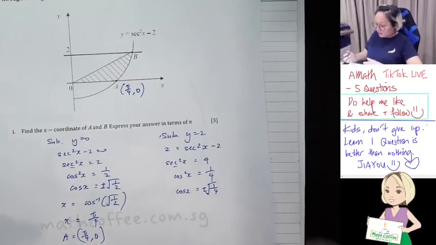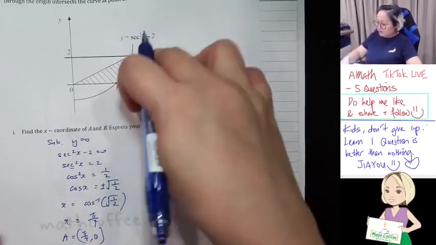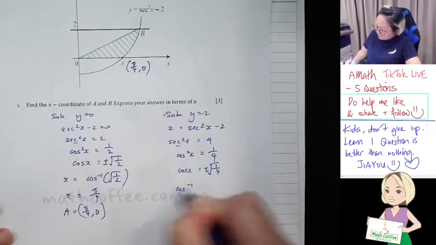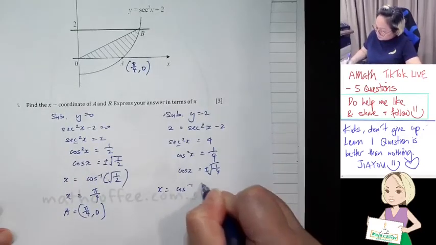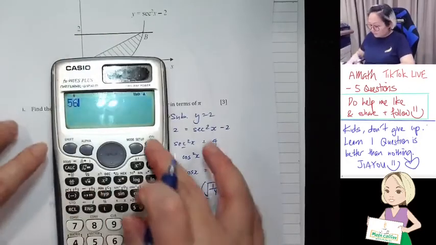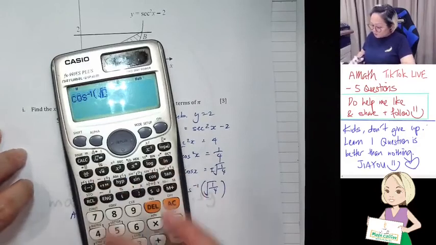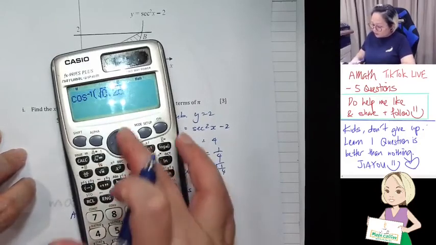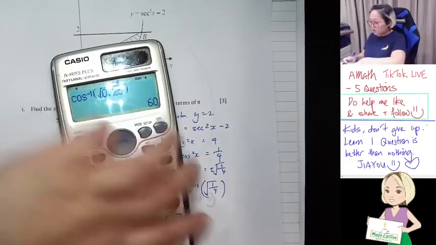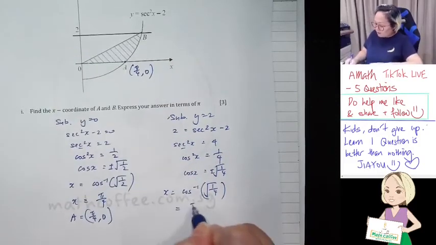Again, like I mentioned, we are talking about the first one, so you just take cosine inverse of square root 1/4. Let's see. Cosine inverse square root 1/4 is 0.25. I don't like to key in fractions; if I can key in decimals, I key in decimals. So it's 60 degrees, so we know this one is pi over 3.